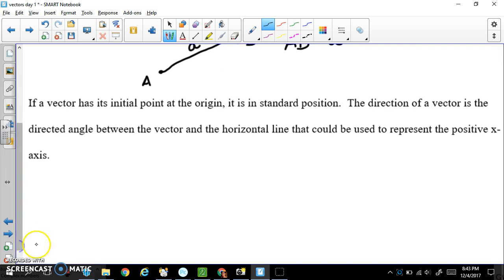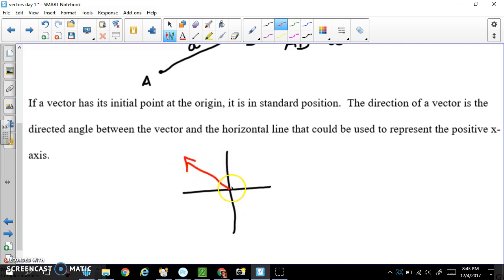Okay. If a vector has its initial point at the origin, it is in standard position. The direction of a vector is the directed angle between the vector and the horizontal line that can be used to represent the positive x-axis. So this is no different than what we did when we were doing angles. And we had the coordinate points, and we said, hey, I've got this right here as my angle. And you would do a measurement from here to here. But instead of having the x-axis also be part of the angle, here we just have the vector.